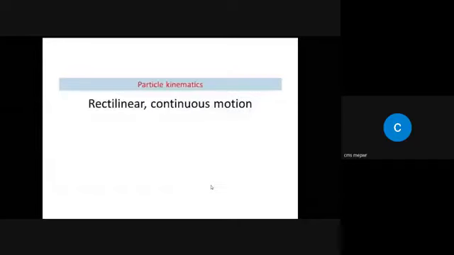Okay. So again, continuing with particle kinematics. In particle kinematics, we can have different sorts of motion. We can have rectilinear motion, which is motion in a straight line. We can have motion in a circle, which is known as circular motion. We can have curvilinear motion, that is motion along a certain curved path. We will study all of them, but in today's class we will focus on rectilinear motion. So the first one that we have is rectilinear continuous motion.